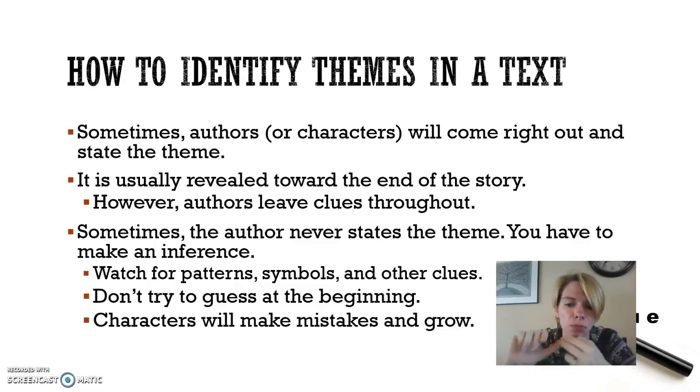Watch for patterns, symbols, and other clues. Don't try to guess the theme at the beginning. Characters are going to make mistakes and grow. So you might know, okay, Romeo and Juliet, classic example, right? You read that and you know they're going to be talking about love in this play. This play is trying to tell me something about love. It's not until the end when they both die that you're like, oh, so this isn't a happy love story. It's actually saying that sometimes love can make you kind of crazy, and love can be dangerous. Love can even be fatal.